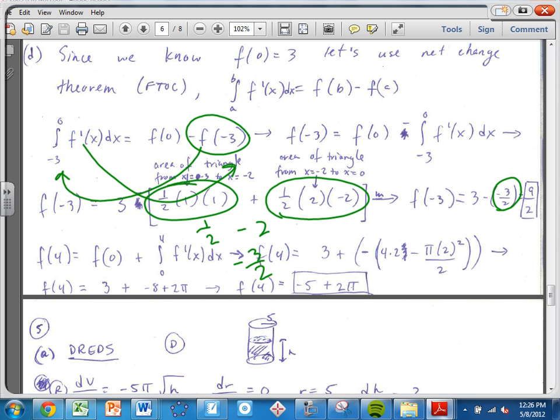And let me erase so you can see. We had f of 0 here minus the integral. So you're going to have 3 minus -3/2. Again, you're going to have 3 minus -3/2. The only thing that's different about what's on here now than before is I just moved the integral around.